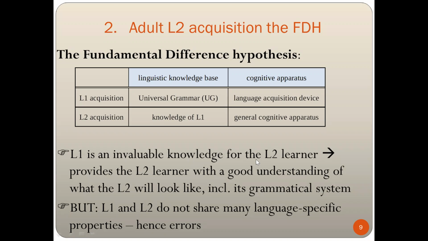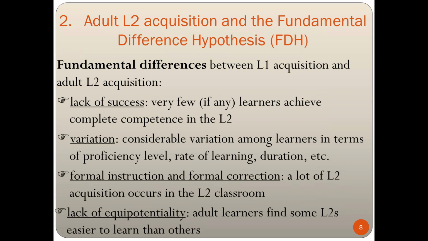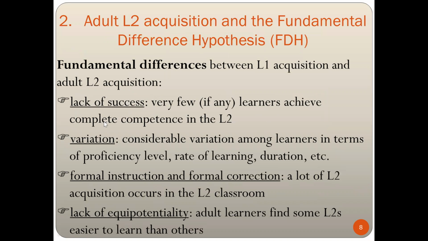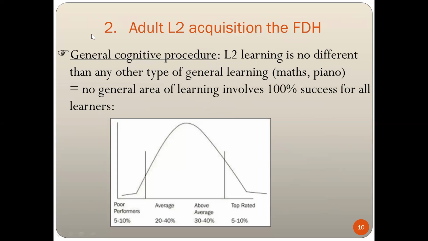But the idea is that this theory explains the differences. Well, this theory, the theory of the fundamental difference hypothesis, is much better equipped to explain what happens in second language acquisition than the theory of universal grammar. Okay, and this is, very briefly, a point that's worth considering for a moment.